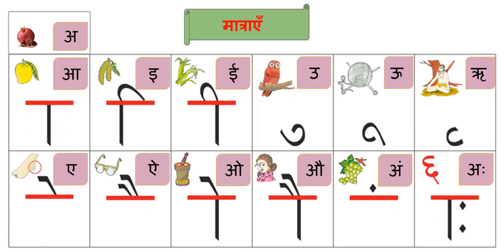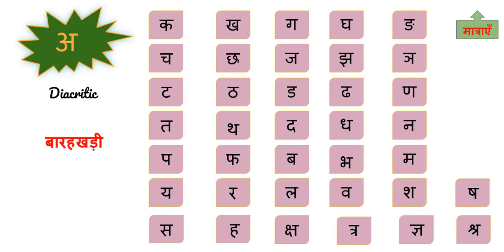Anar wala a. When a is added, you will not see any halant or half symbol on any consonant. They will be full with a sound in them and they will be read as ka, kha, ga, gha, etc.